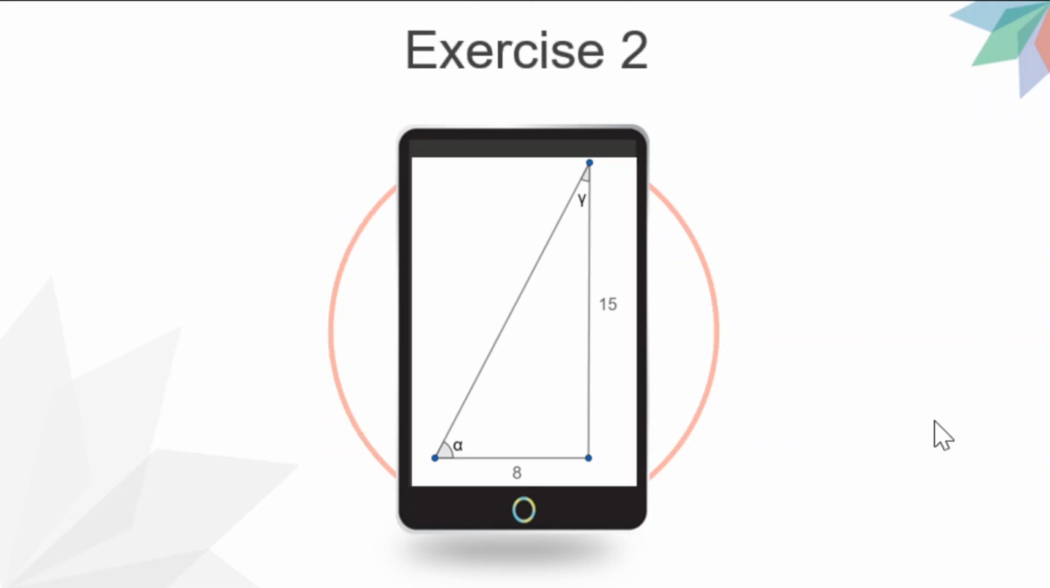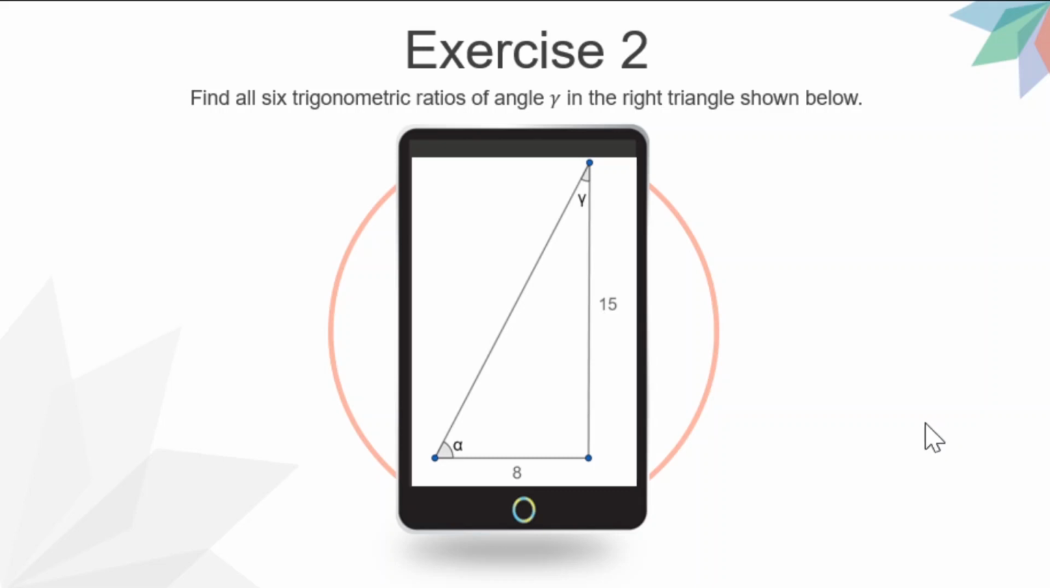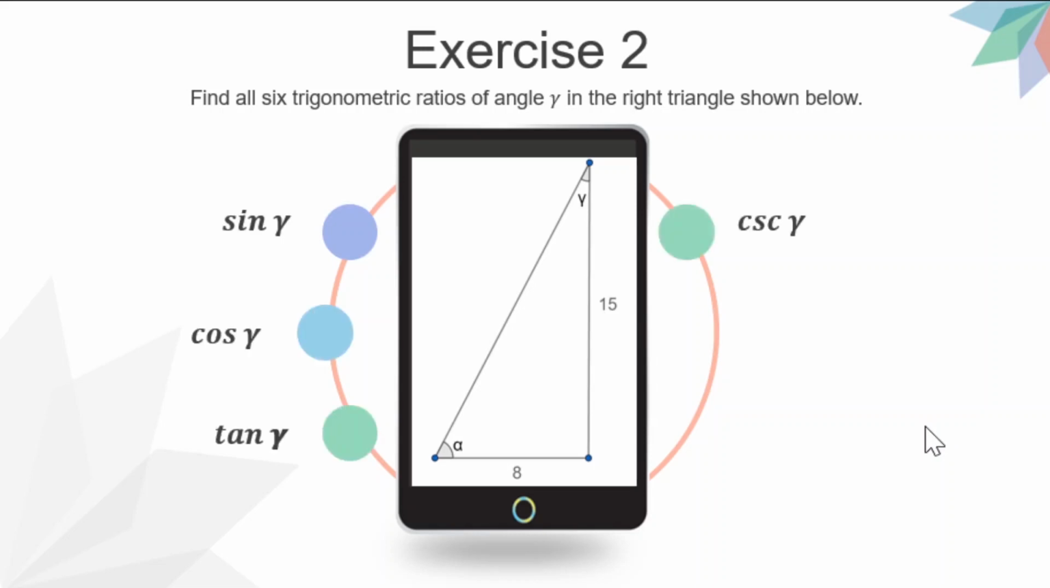Number 2, find all 6 trigonometric ratios of angle gamma in the right triangle shown below. So it has the same measurements. The shorter leg is 8 units, the longer leg is 15 units. So we see here in this figure that angle gamma complements angle alpha. Therefore, their cofunctions are similar or equal. So we need to find sine gamma, cosine gamma, tangent gamma, cosecant gamma, secant gamma, and cotangent gamma.